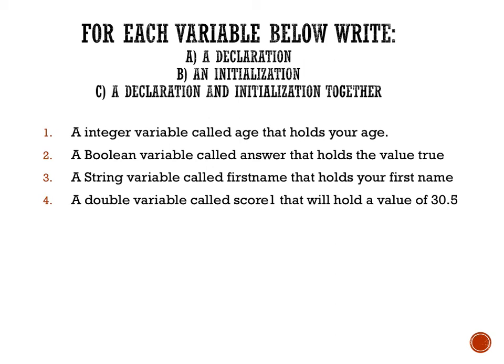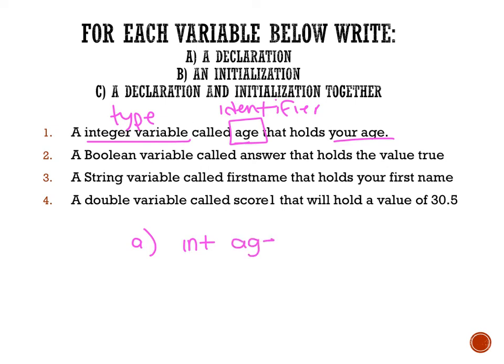All right, so for example, in this first one, it says I have an integer variable, so I know that is my type. And I have it called age, that is my identifier. And it's going to hold my age value in memory. So the first part, part A, my declaration, is just the type and the identifier. So I have my type, which is int, and my identifier, or the unique name for the variable, which is age. That entire piece there is my declaration.